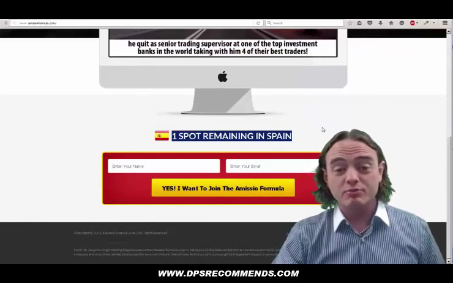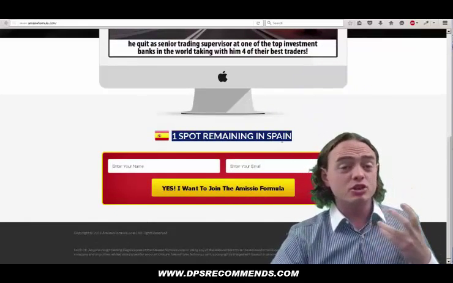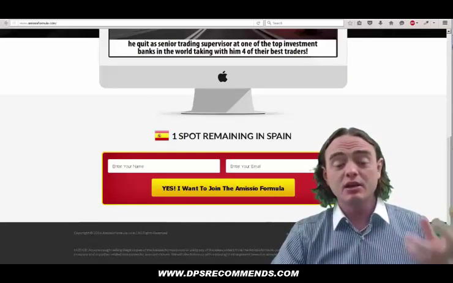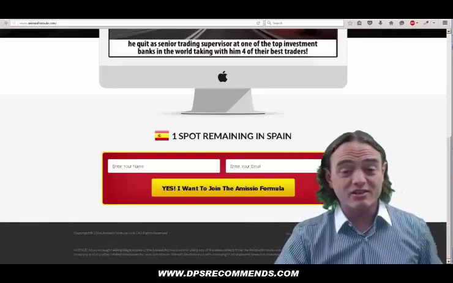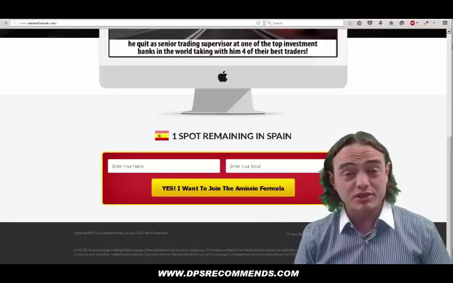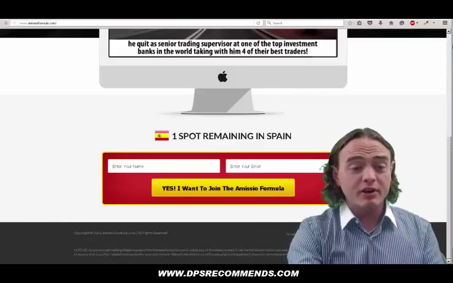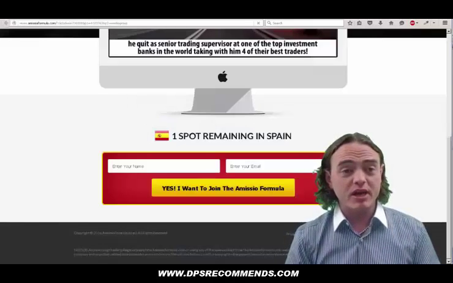One spot remaining in Spain. Of course, I'm in Spain. My IP address is in Spain, and this is telling me this is called false scarcity. That there's only one spot remaining. Of course, it's absolute crap. If I just refresh the page, let's have a look. Okay, now here we go.